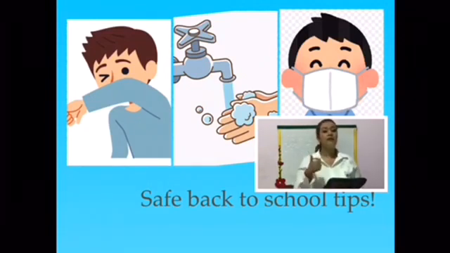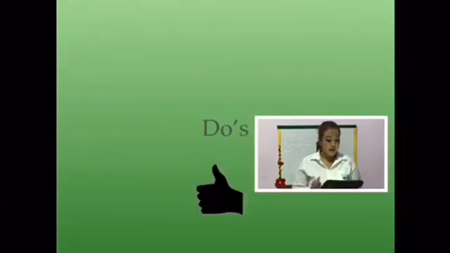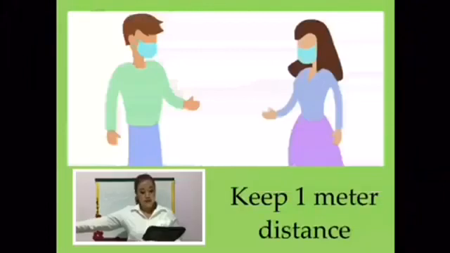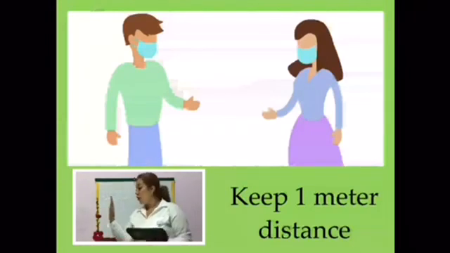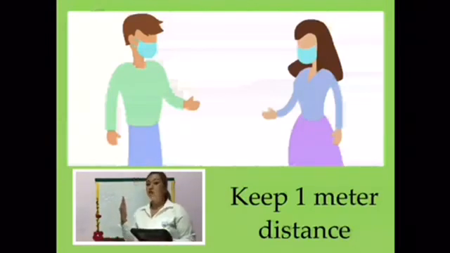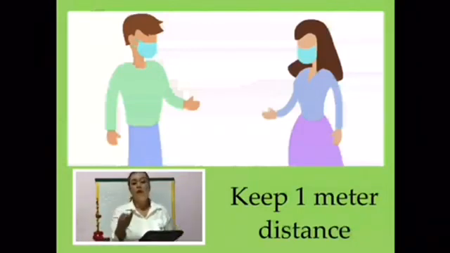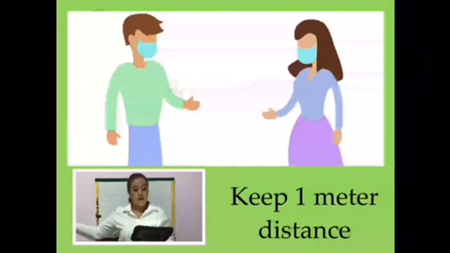Alright, these are the things that you can do in school. The first thing you need to do is remember to keep 1 meter distance from your classmates. That means that you are not allowed to stay close together to talk. You have to stay back 1 meter distance from adults, from the people in the school. Everybody that works in school, even your classmates, you have to stay 1 meter away.